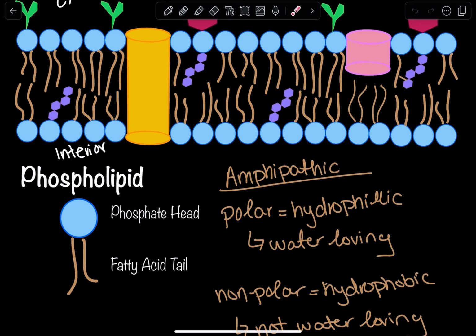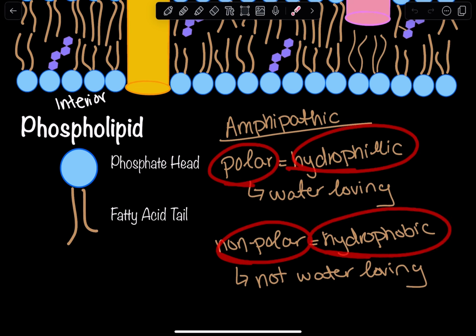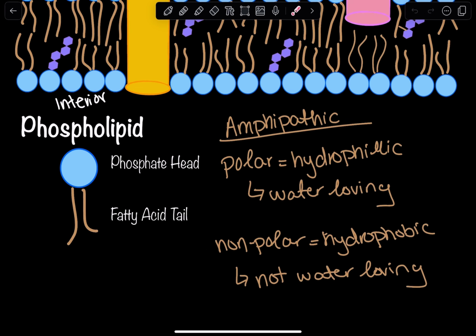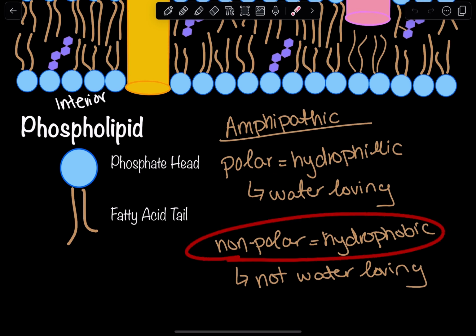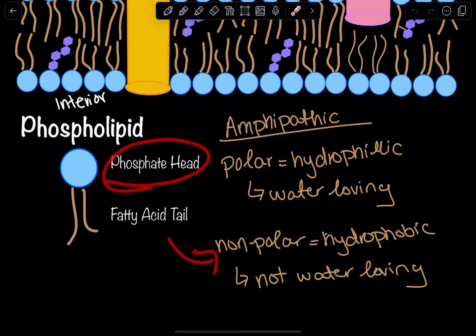What do polar and nonpolar mean? Another word for polar is hydrophilic, and another word for nonpolar is hydrophobic. Polar or hydrophilic means you are water-loving. Nonpolar and hydrophobic means you are not water-loving. So the fatty acid tail of a phospholipid is nonpolar, whereas the phosphate head of a phospholipid is polar.